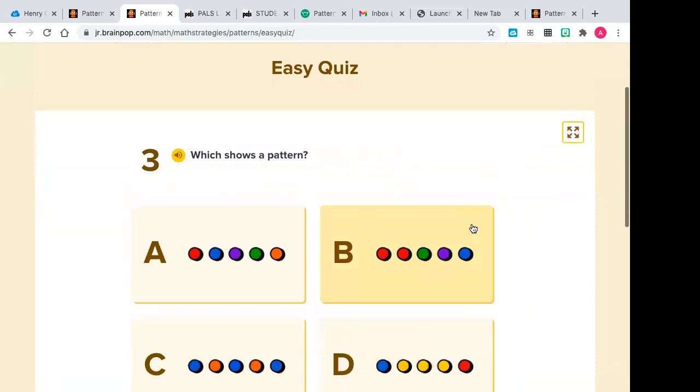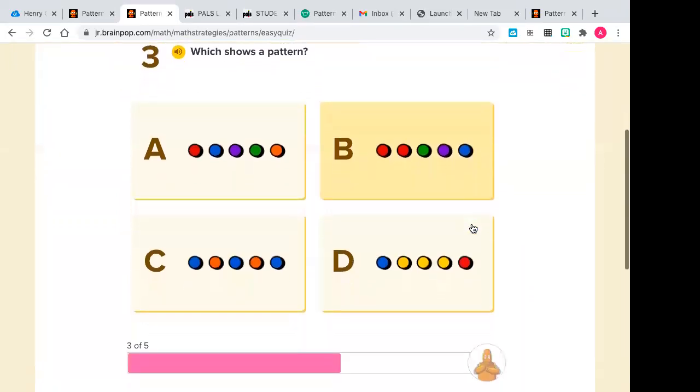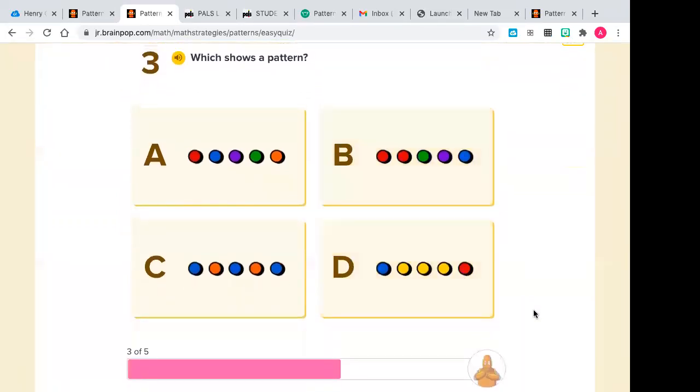All right, this one says, which shows a pattern? Take a look at these four real quick and then let's talk about it. See if you can look at them and decide which one makes a pattern. Pattern repeats itself.